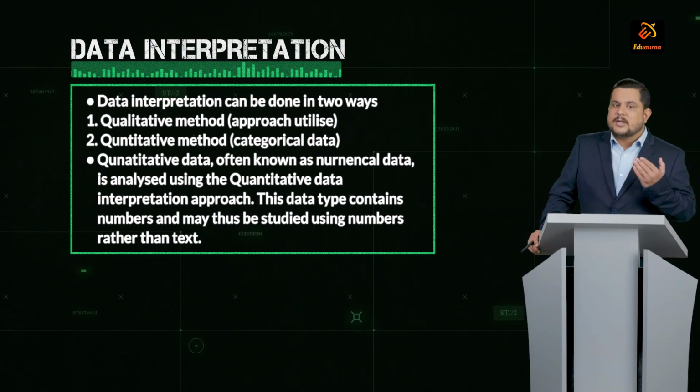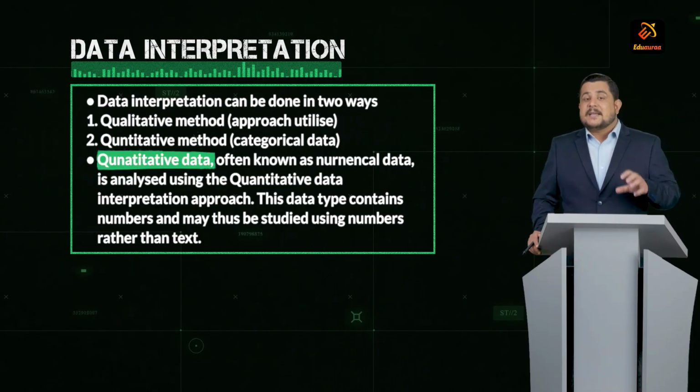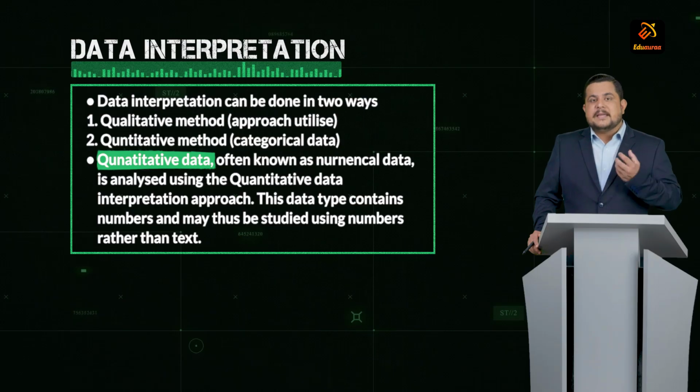Now we will discuss quantitative data. So it is based on what? Quantity, meaning the number form. So quantitative data, often known as numerical data, is analyzed using the quantitative data interpretation approach. This data type contains numbers and may thus be studied using numbers rather than text.